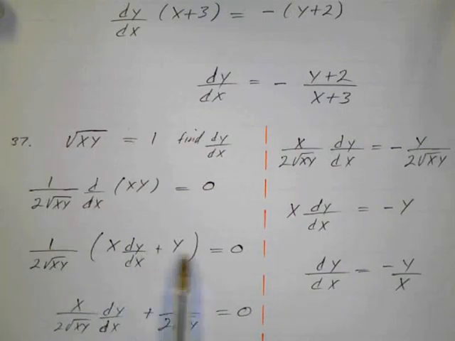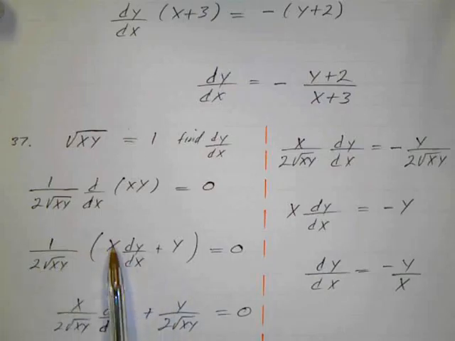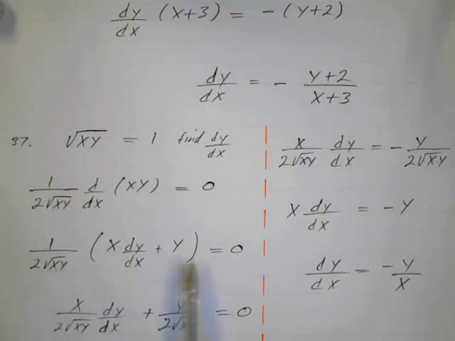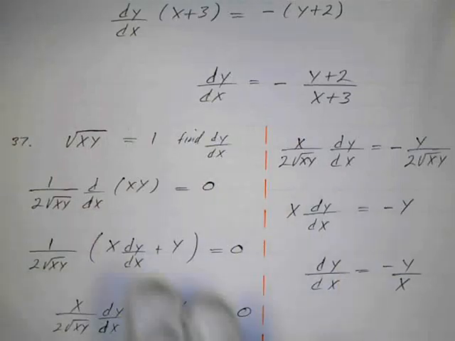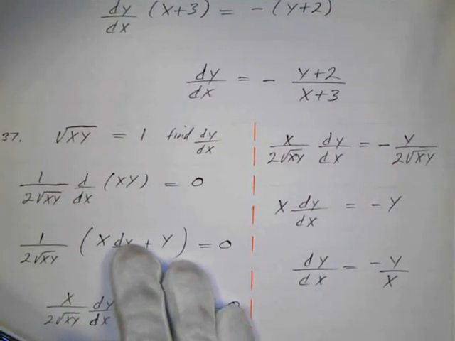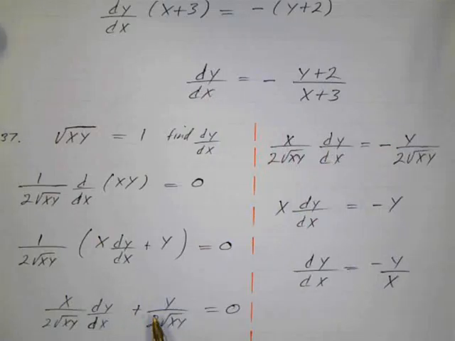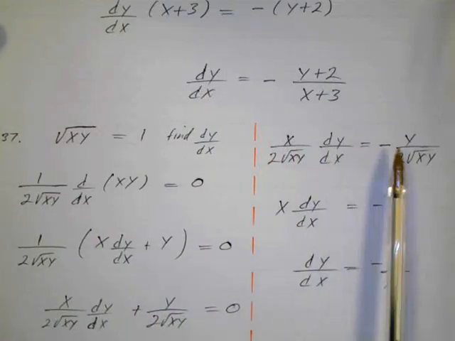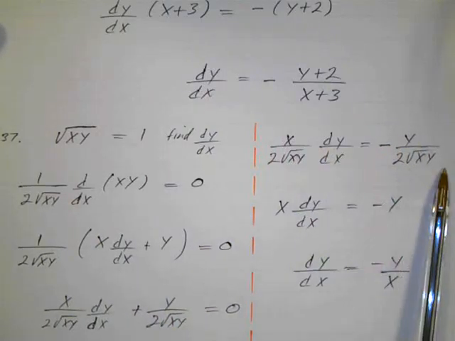And then we'd have to multiply out and distribute, because we do have this times this binomial. So I've got x over 2 times the square root of xy times dy/dx, and I've got to multiply the fraction here, 1 over 2 times the square root of xy times y, so I just have y over 2 times the square root of xy. And then I finished over here on the right side a little bit. So I put this on the right, so I subtracted this from both sides. So I had negative y all over 2 times the square root of xy.